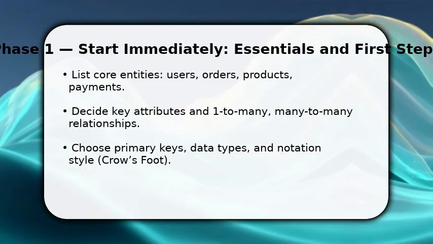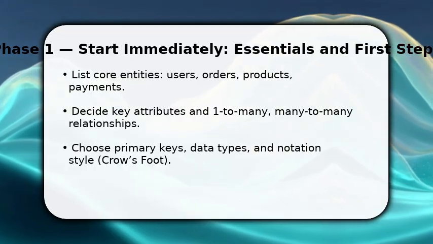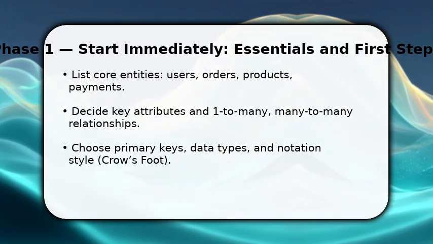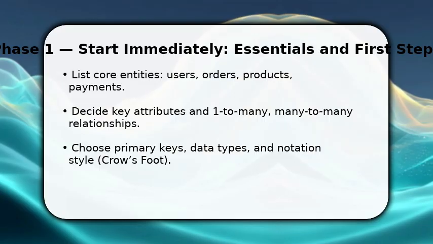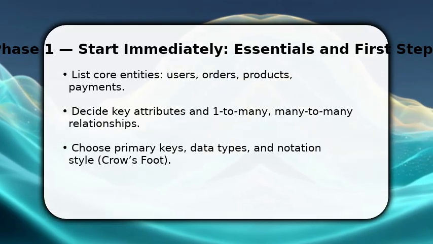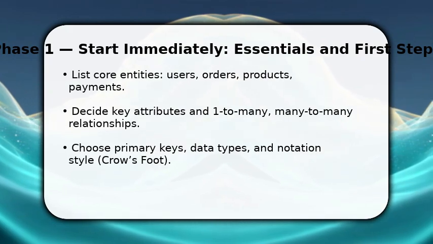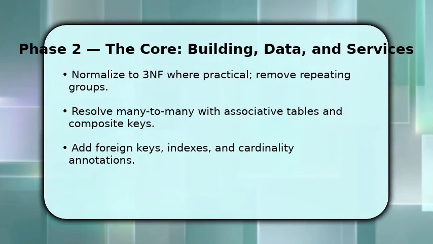Make sure to pick data types now, integers for ID, varchar length for names, because these choices drive foreign key design. Use a simple notation like crow's foot. It keeps diagrams readable. Start drawing boxes and naming columns, so your first draft is done. Now resolve relationships.